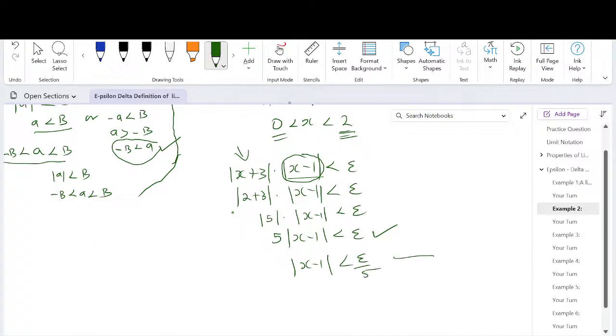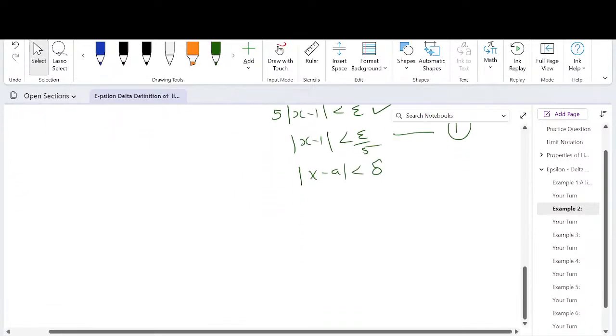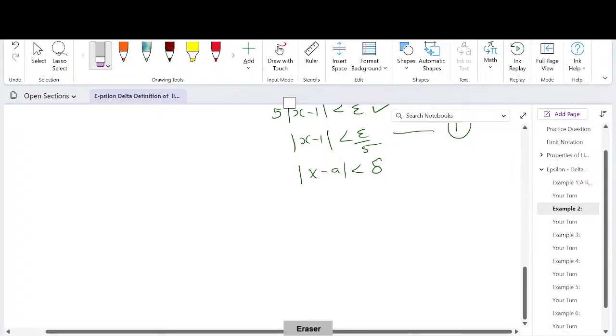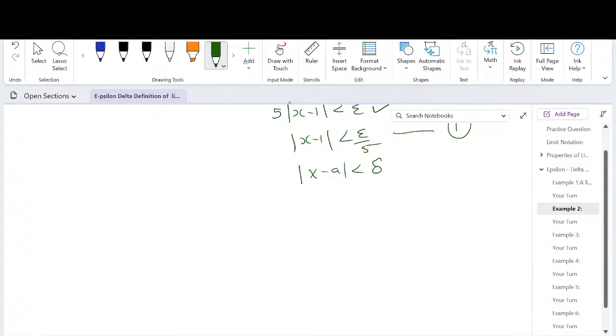So I can call this one 1. If you compare this with the normal form, we have x minus 2. If you compare this with the absolute value of x minus 2 less than delta, you see that delta equals epsilon over 5. That means this is one value among the possible values we could choose. So we choose delta to be equal to epsilon over 5.